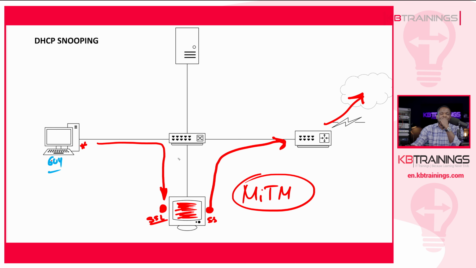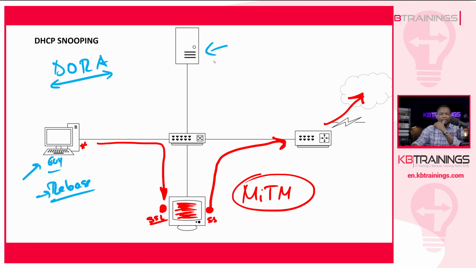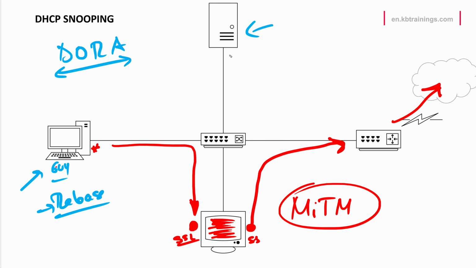Second thing that can happen is that we don't only have DORA. DHCP has a lot of types of packets that it can send. Another type is release, for example. A DHCP release is what a computer sends to the server to tell it to release an IP. Let's say this server gave me 10.0.0.10. At some point, if I don't use it anymore, I can send a release packet to say, hey, release this IP. What if I'm not the one sending it?